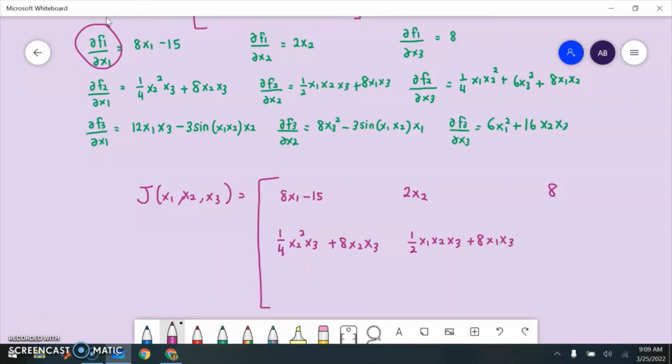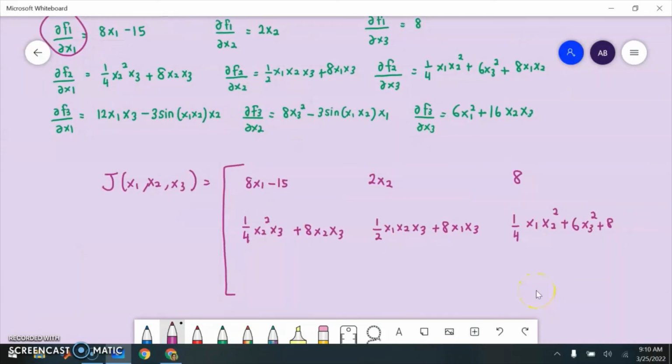Remember, this is a matrix, so you have to put a space because this is like, consider my second row with the second column here. Now the last one, 1 over 4 x1 x2 squared plus 6 x3 squared plus 8 x1 x2.